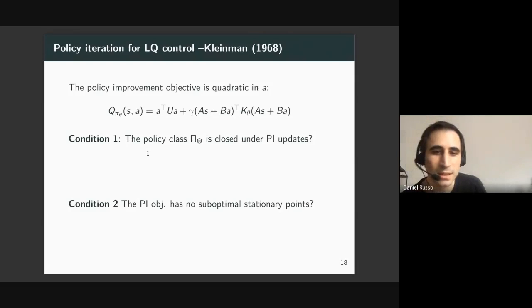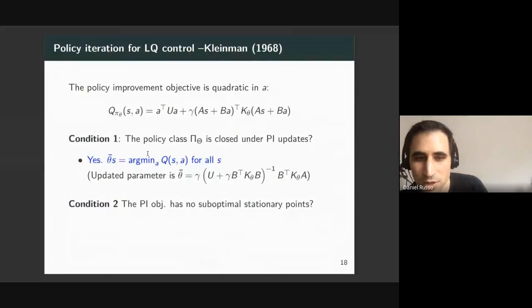Is the policy class closed under policy iteration updates? Well, yes. Starting with a linear policy, we get back a convex quadratic policy iteration cost function. And you can just check by differentiating that the policy iteration update is again solved by a linear policy.